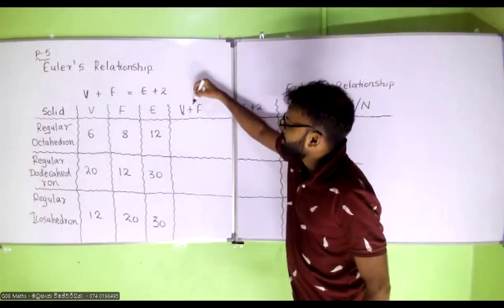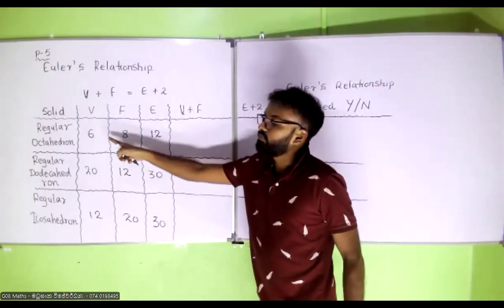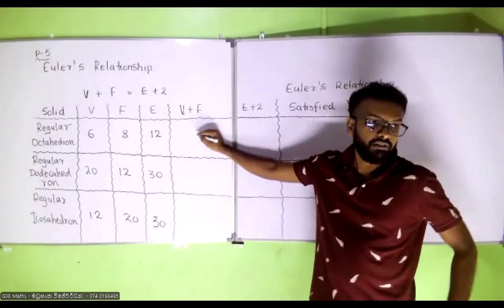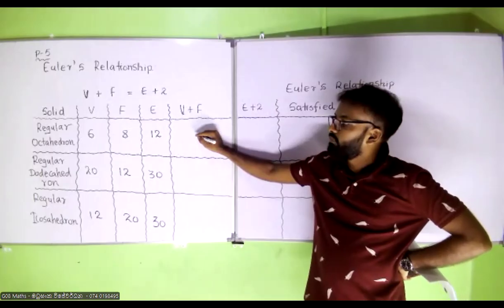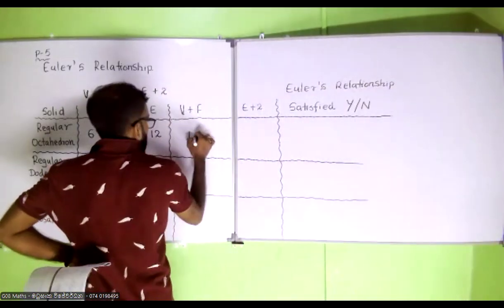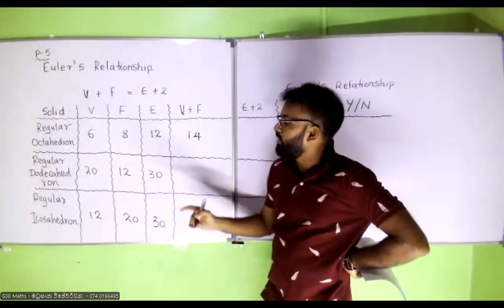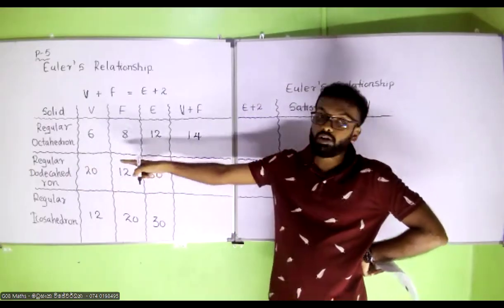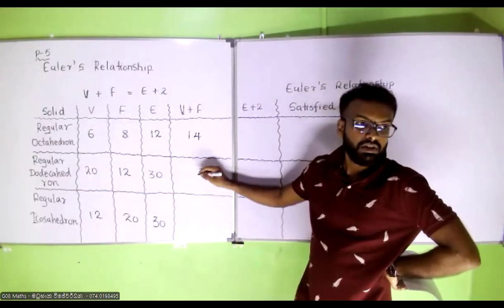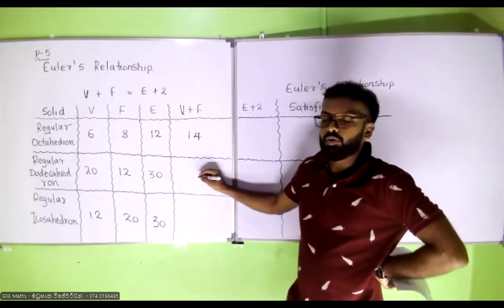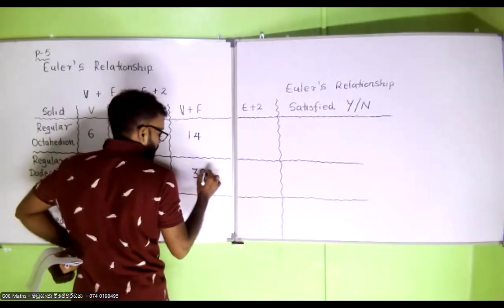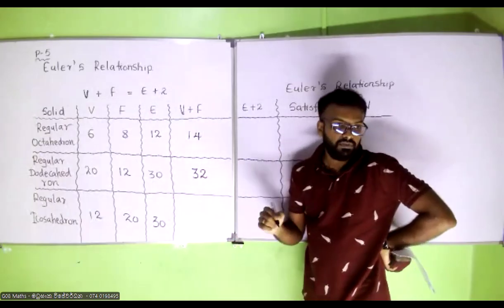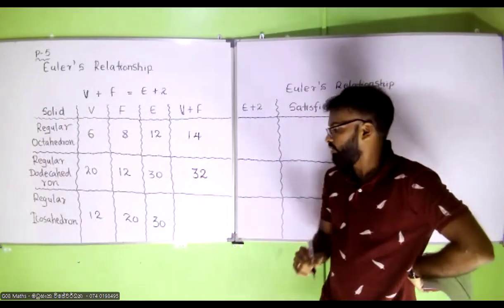V plus F. What is the value here? Vertices plus faces for regular octahedron. 14, sir. Yes, 14. Tell me V plus F for regular dodecahedron. 32. Right. For regular icosahedron, what is V plus F? 32. Super.